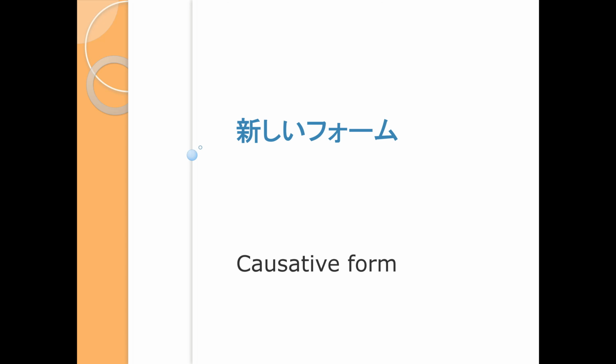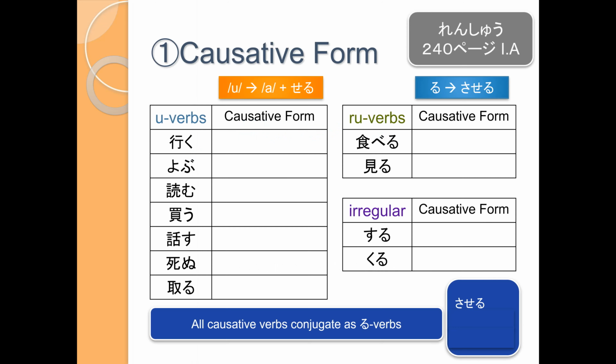皆さん、こんにちは. So today I'm going to introduce another one of our new forms from chapter 21. This is called the causative form. So before we start talking about how to make sentences with the causative form, let's first just introduce how we can construct it. The causative form is kind of similar to the passive form that we talked about in the last chapter.